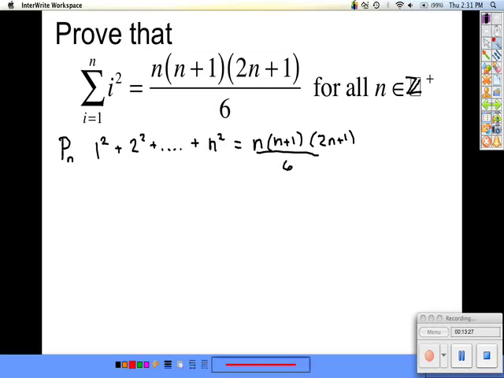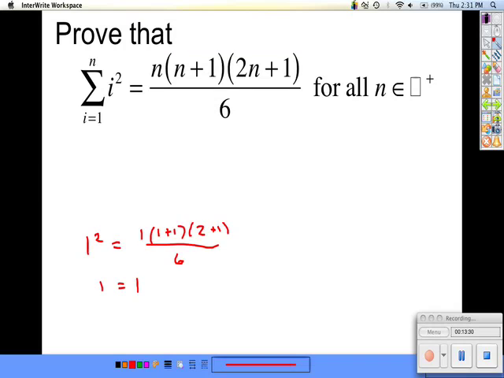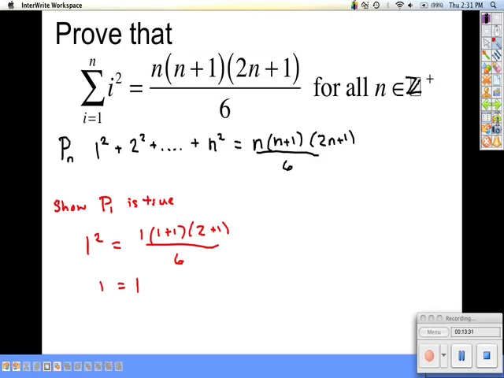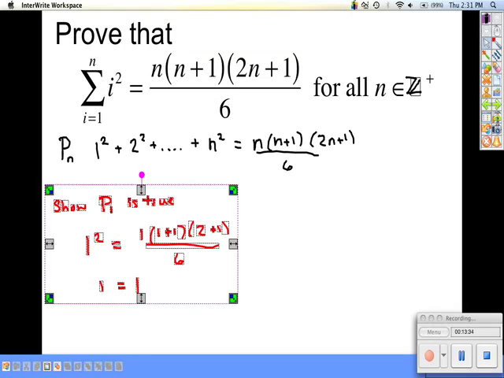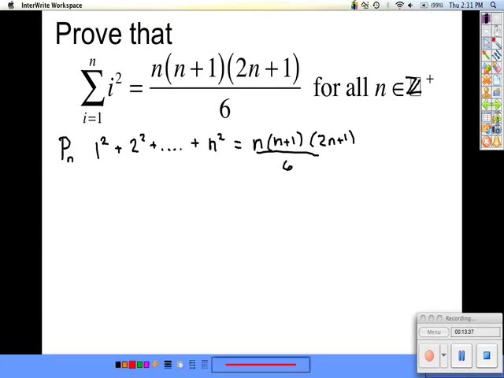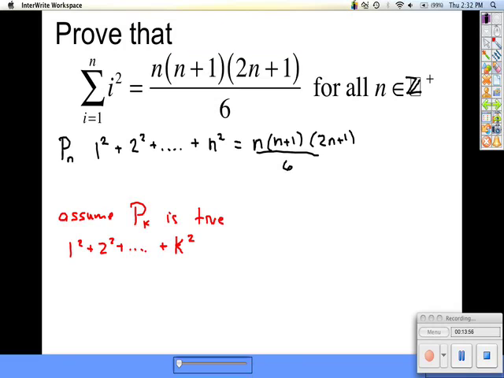The next step is to make our assumption. We're going to assume p sub k is true, which would say that 1 squared plus 2 squared plus yada yada yada plus k squared is assumed to be equal to k times k plus 1 times 2k plus 1 all over 6.